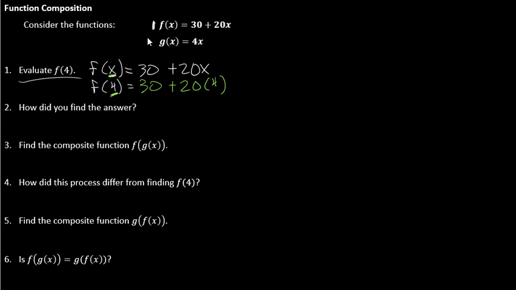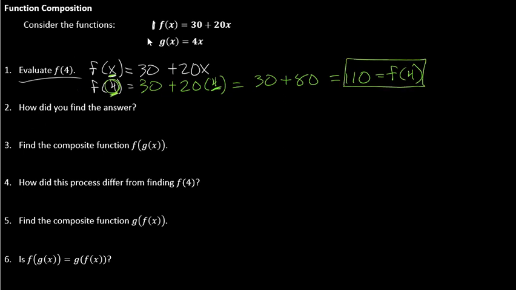Okay, so f of x equals 30 plus 20x. Okay, so here's our x now. All I did was replace the x with what was here in the parentheses, the 4. Okay, so that's going to give me 30 plus 80, and that is 110. So f of 4 equals 110. Okay, so how do we find the answer? Again, we just plugged in for x.